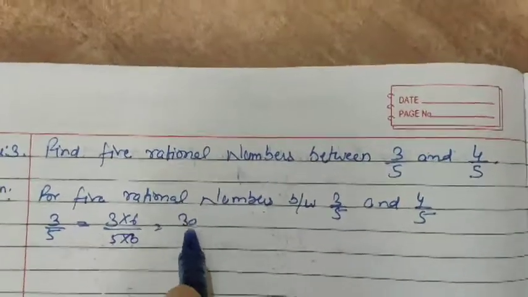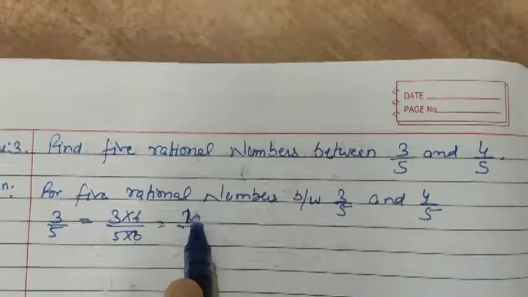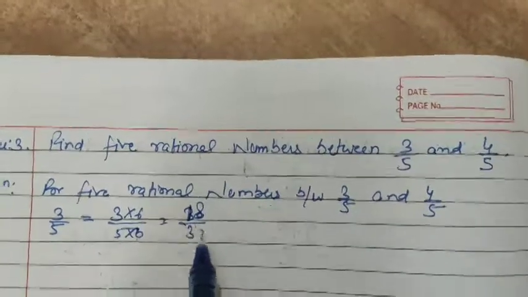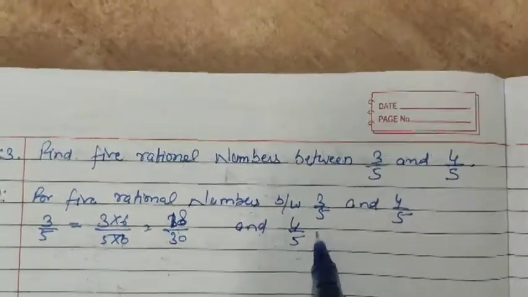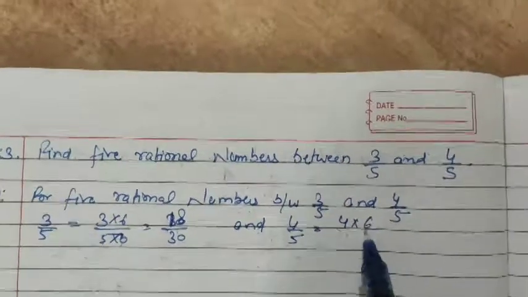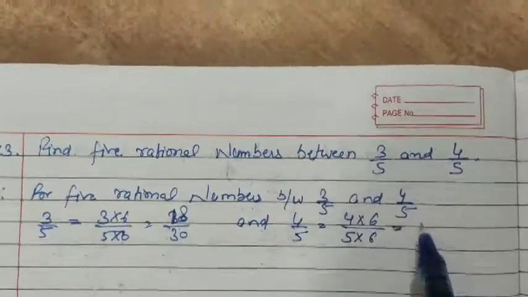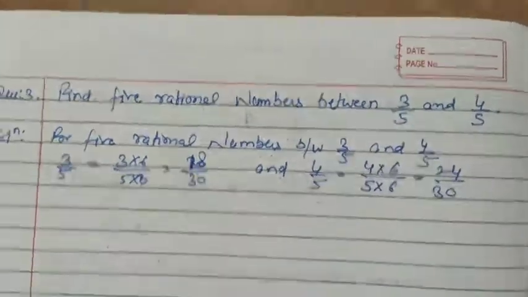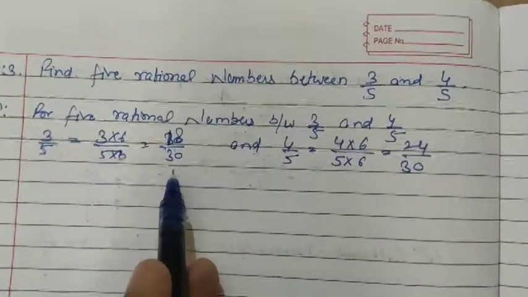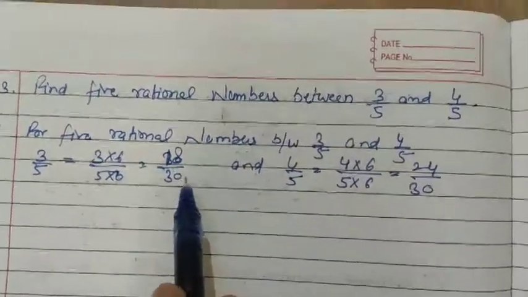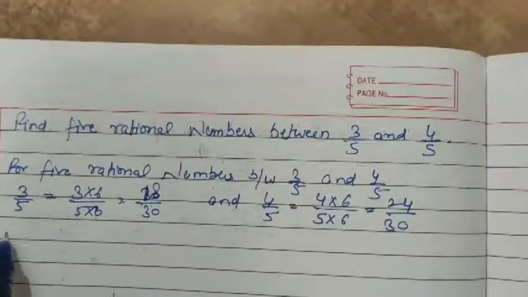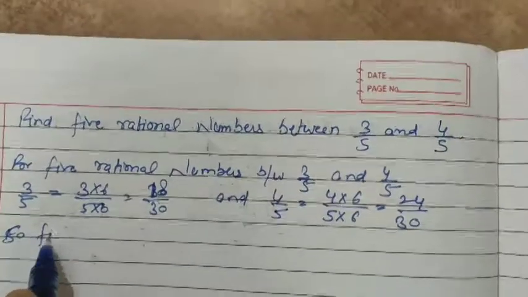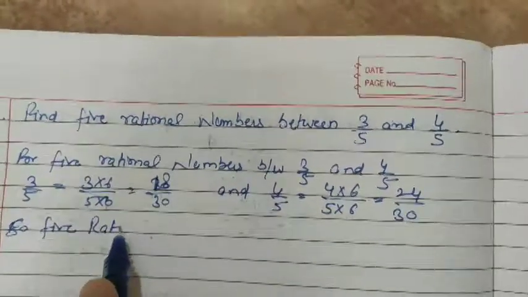So this can be written as 18 upon 30, and this 4 by 5 can be written as 4 into 6 upon 5 into 6. This becomes 24 upon 30. So now we have like denominators, that is 30. So we can find the 5 rational numbers between them.